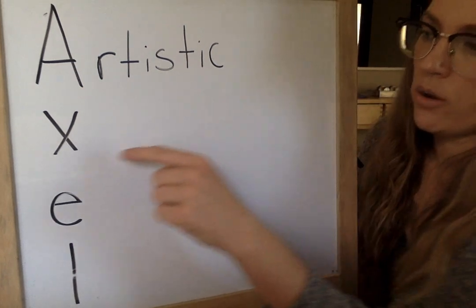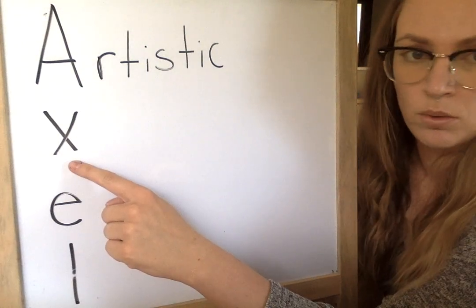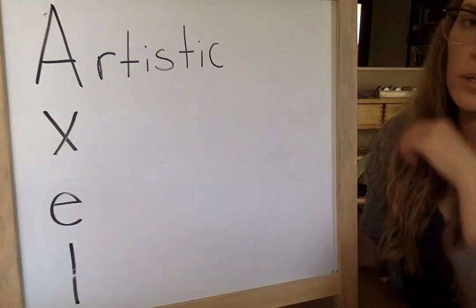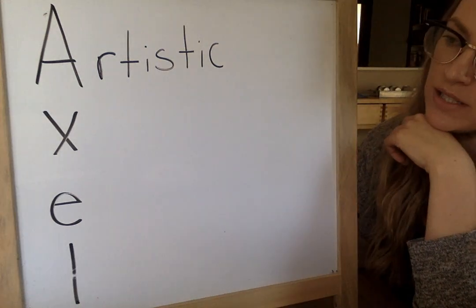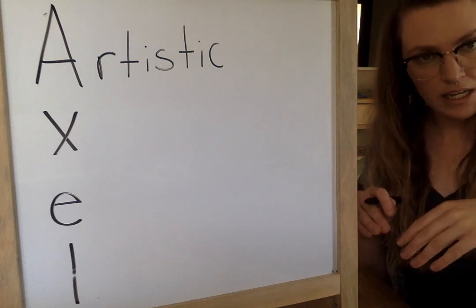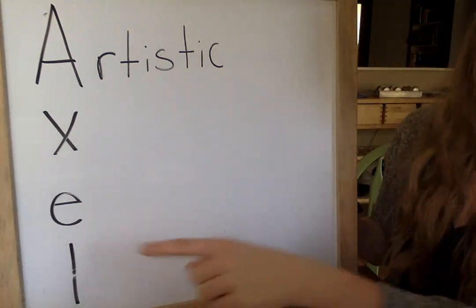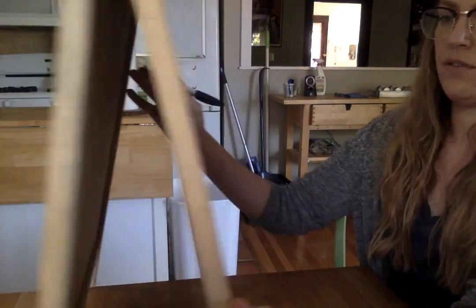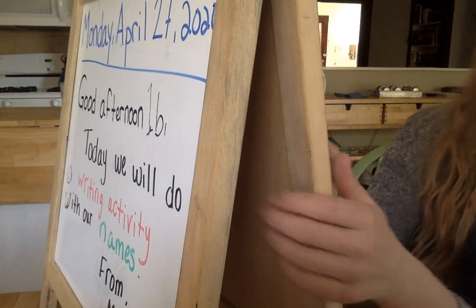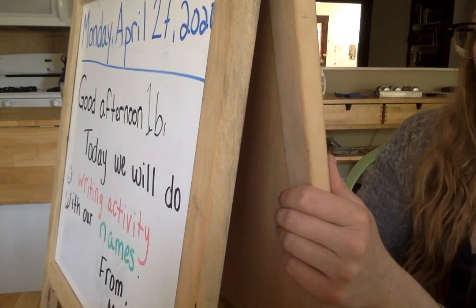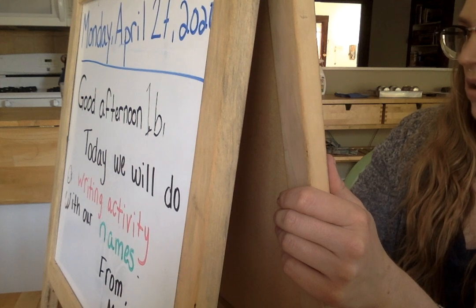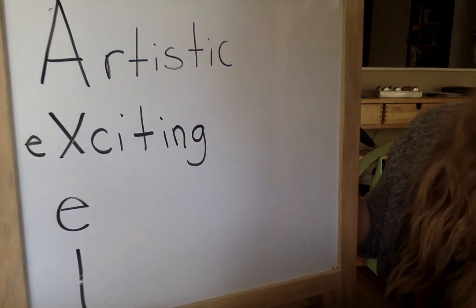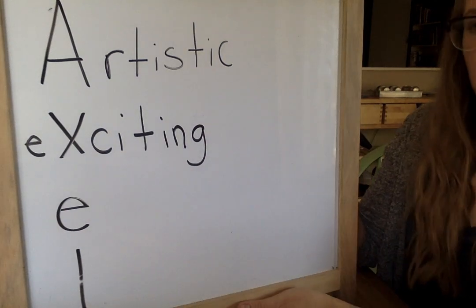Very cool. Now our next letter is the letter X, which is a very cool letter, but not very many words start with the letter X. So we're going to cheat a little bit. So I want you guys to think of words that have an X in it that can describe our friend Axel. All right, and the word that I have in my mind, I'm going to go ahead and write it down, is exciting. Because I think Axel is very exciting.